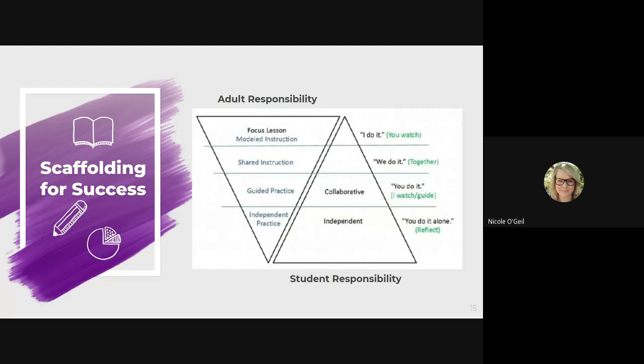Everyone is probably familiar with the I do, we do, you do it alone kind of framework. It really goes from modeling to collaboration to independence. And that's how we build skills. It can be used in any of the accommodations that we know work for students with learning disorders. So for example, if I'm looking at note taking on the computer using speech to text, very common accommodation.